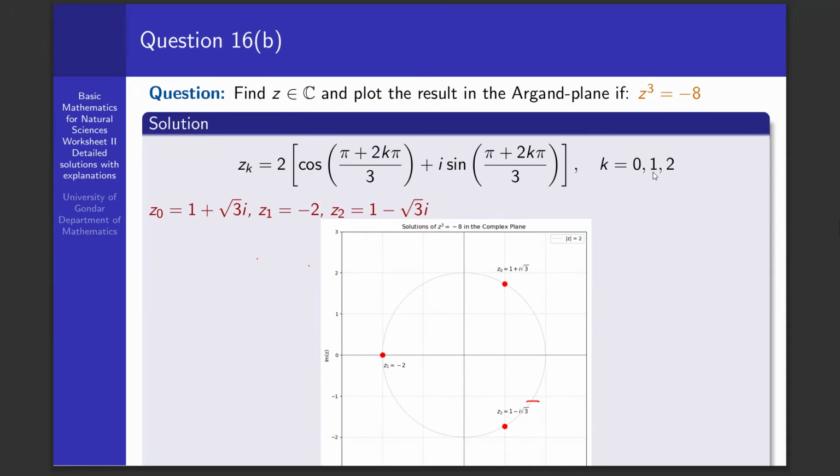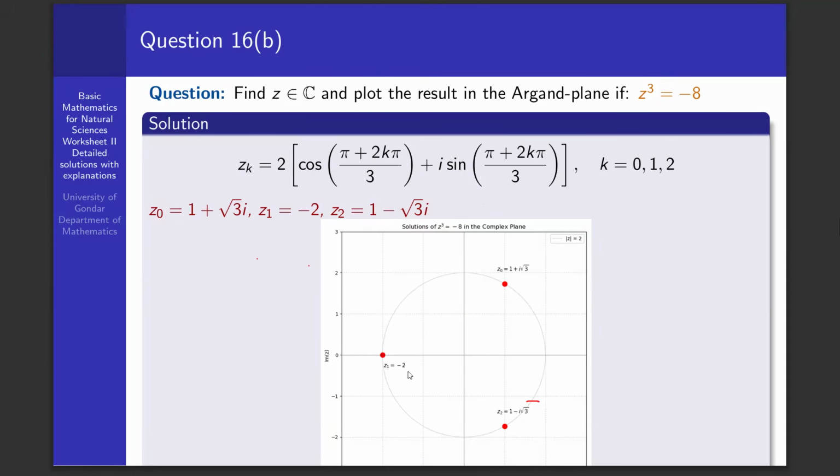Similarly, for the last one, k equal to 2, we have 2 times cosine of pi plus 2 times 2 pi over 3, which is 5 pi over 3, plus i times sine of 5 pi over 3. Cosine of 5 pi over 3 is 1 over 2, and sine of 5 pi over 3 is negative radical 3 over 2. When we multiply both sides by 2, we have 1 minus radical 3 i, so that we have 3 roots.